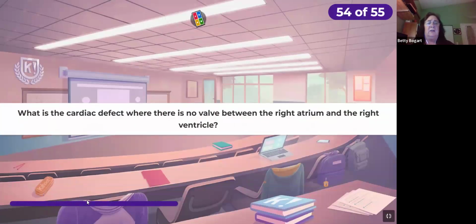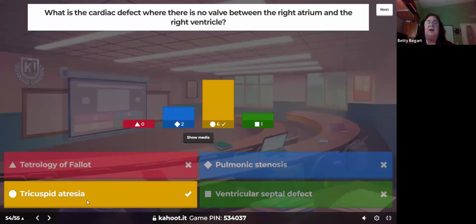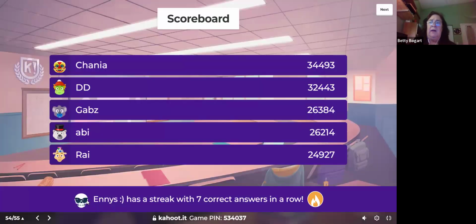What is the cardiac defect where there's no valve between the right atrium and right ventricle? So, what's the valve between the right atrium and the right ventricle? That's your answer. And it is a tricuspid valve. Remember, atresia is nothing there. Stenosis is there's an opening, okay? Remember those words and you'll be okay.